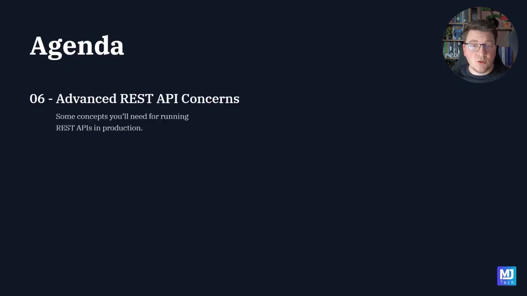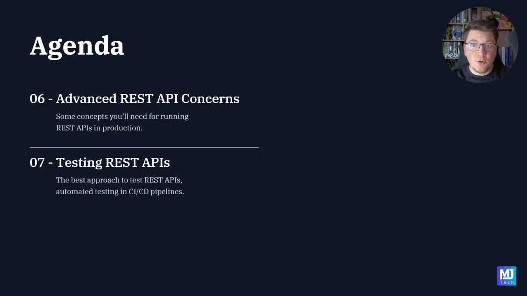In Chapter 6, we're going to talk about some advanced REST API concerns. These are topics that you'll definitely need for running a REST API in production, but I couldn't fit them into Chapter 2 where we were building a REST API. However, they deserve a topic of their own. So in Chapter 6, we're going to talk about rate limiting, idempotency, cursor pagination, webhooks, and how to build asynchronous APIs, and a few more topics.